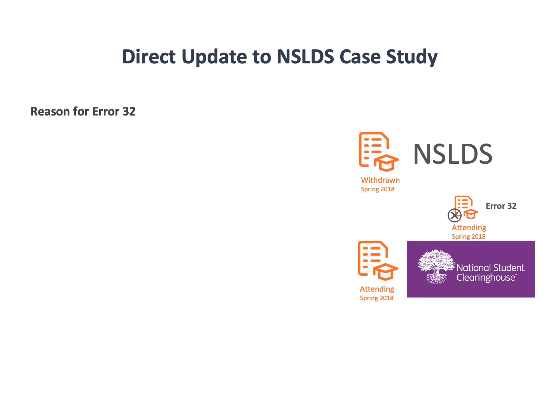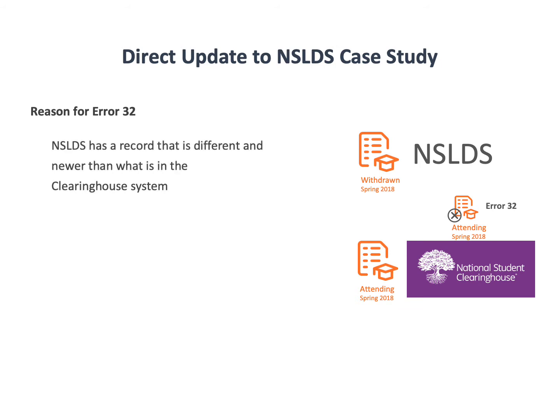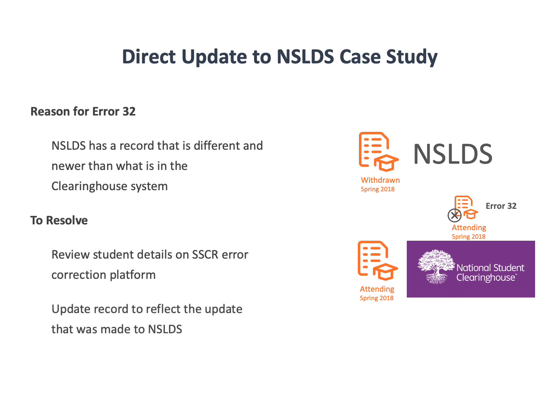So why was the error 32 returned? Since NSLDS was updated with the withdrawn status, and the Clearinghouse hadn't been updated yet, NSLDS had a record that was different and newer than what was reported through the SSCR process. Since NSLDS saw this record as older, it was rejected with an error 32. To resolve the error, review the student's record through the SSCR Error Correction platform and make any necessary updates so that the record reflects the update that was made in NSLDS.